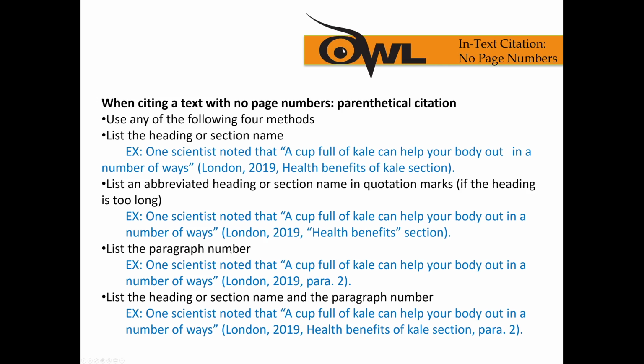You can list the paragraph number. That's an option, especially for something like a newspaper article. As I was mentioning earlier, you won't have several pages, but you could put a paragraph number instead. Or you could list the heading and the paragraph number, as long as it's possible for the reader to locate the original source. That's the whole purpose of this anyway.